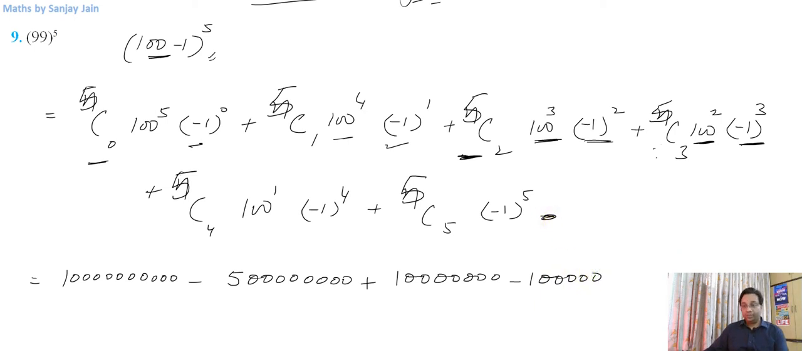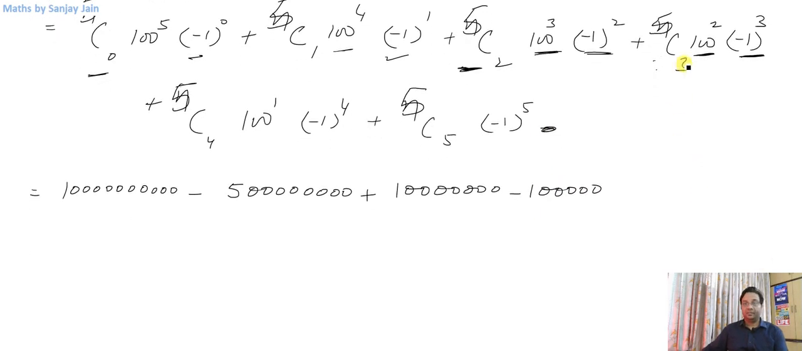I hope you understand what I am doing here. This is 10, 100 raised to power 2. So 100 into 100, so 1 followed with 4 zeros. This is 10, so 10,000 multiplied with 10 will give you 1 lakh. And this will give you a minus sign here. That is what I have done. Then plus. This will be plus 1. This is 100, this is 5, so 500. This is 1, this is minus 1. So minus 1.